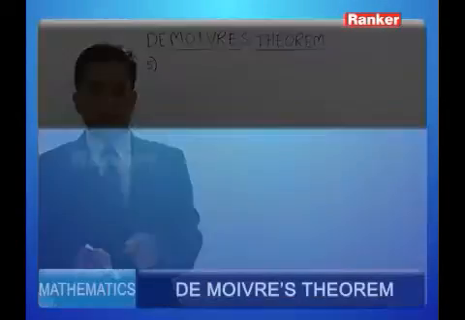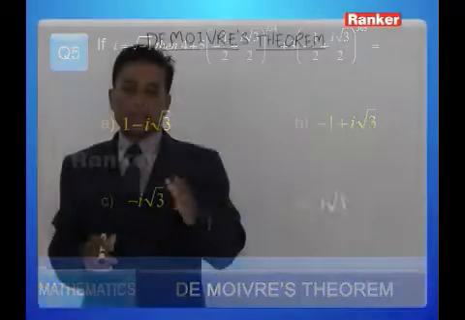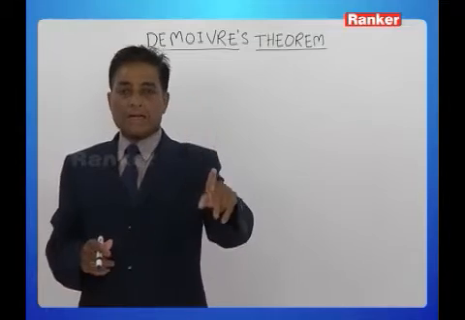Question number 5. If i is root minus 1, of course i square is minus 1, what is the value of 4 plus 5 bracket minus 1 by 2 plus i root 3 by 2 whole power 334 plus 3 into minus 1 by 2 plus i root 3 by 2 whole power 365? 4 options are given: 1 minus i root 3, minus 1 plus i root 3, minus i root 3 and i root 3. Let us see the right answer and right option.